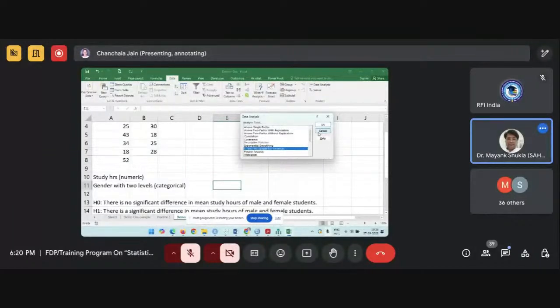Generally we use ANOVA when we have more than two categories, which we are discussing tomorrow, as I said. In case of only two groups, rather than going for ANOVA, we generally use the t-test. Okay.